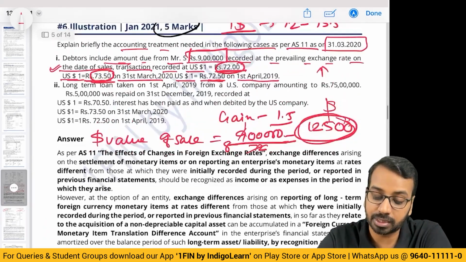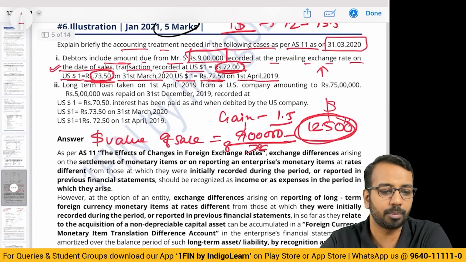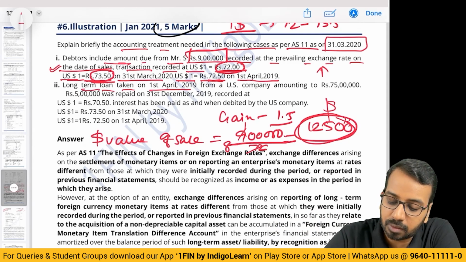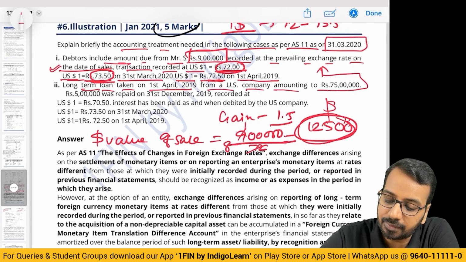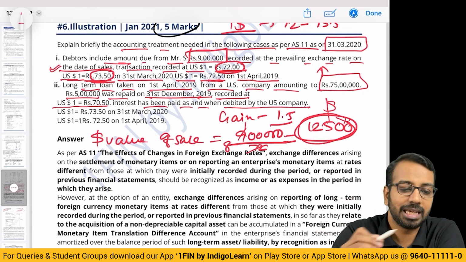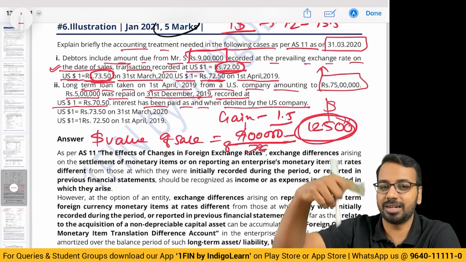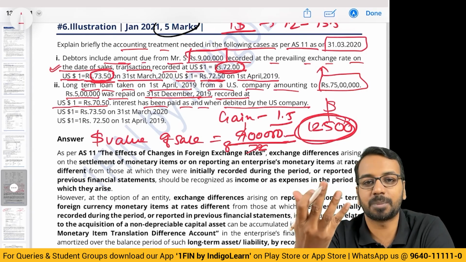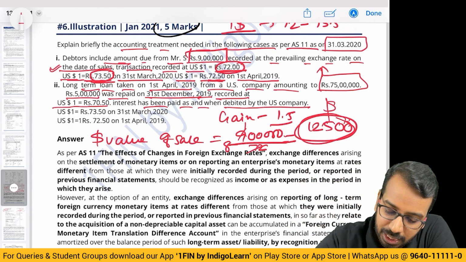There is no confusion. Now, the second part of the question is slightly, not very complicated, but if you approach it step by step, you will be able to do it. Long-term loan was taken on 1st April from a US company amounting to 75 lakhs. 5 lakhs was repaid on 31st of December 2019, recorded at 70.5. Interest has been paid as and when debited by the US company, and they have not told the interest component. If they tell the interest, it gets covered under AS 16, and other complications arise. But at CA Intermediate level, you don't expect so much complication. The rates are 73.5 on 31st of March and 72.5 on 1st of April.